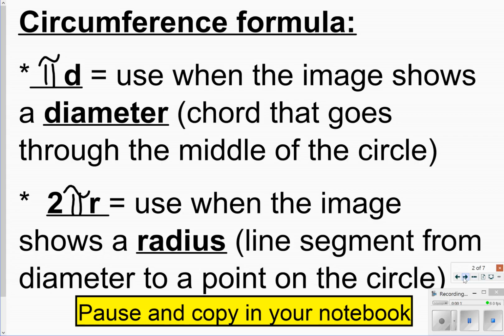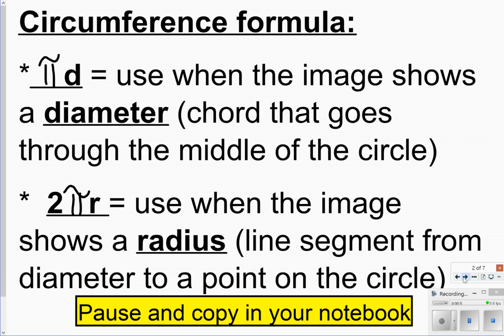All right, let's review what circumference is. The basic formula of circumference is pi d. That's when we use the image that shows a diameter, the chord that goes through the middle of a circle. So when you have the whole circle and a line segment that touches one point of the circle to the other point of a circle going through the center, that's our diameter. So pi times diameter. If you don't have that, if you have just the radius, which is a line from the center of the circle to the edge of the circle, then you would do 2 pi r.